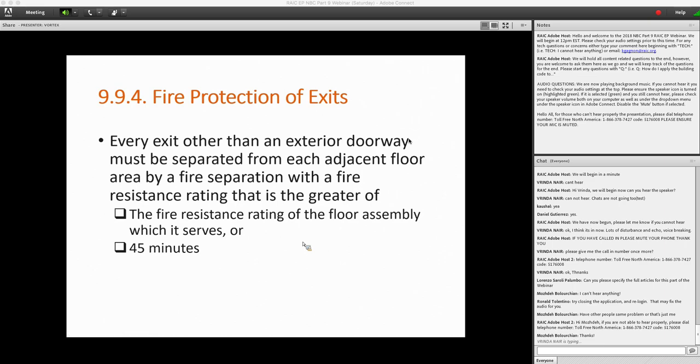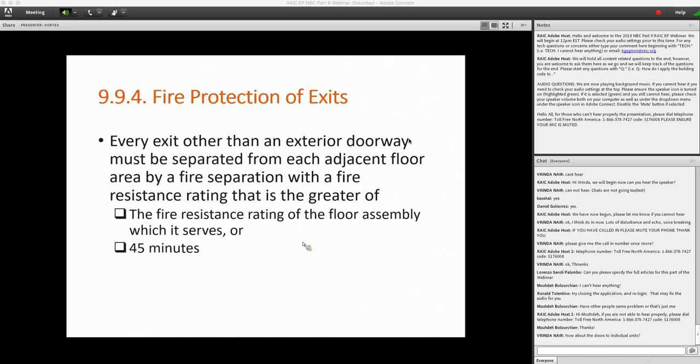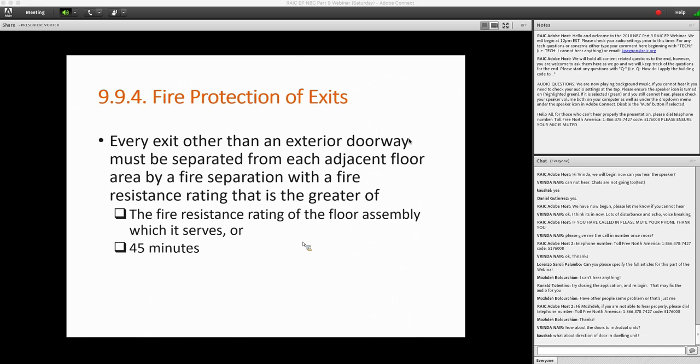Fire protection of exits. An exit is, as a matter of fact, the safest place within a building. So if there is a fire within a building, the exit has to be the safest portion in the building.